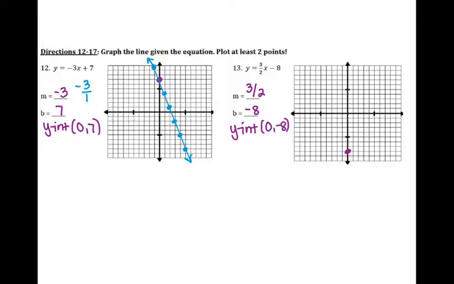So my slope is 3/2, so I'm going to go up 3 to the right 2, up 3 to the right 2, and so forth. I'm going to keep going because I like to fill up my entire graph. Up 3 to the right 2, just for the sake of accuracy. And I can go ahead and connect all of these dots to draw a straight line. So there is your graph for 13.